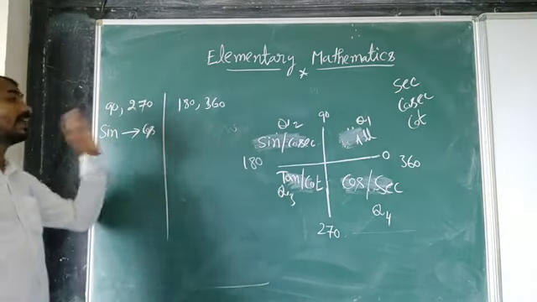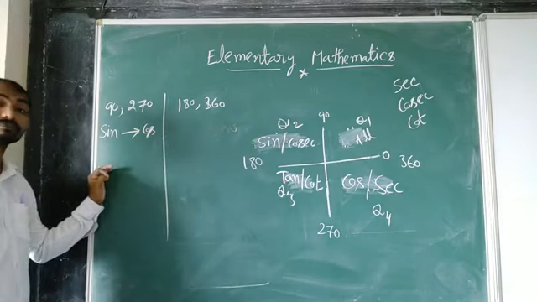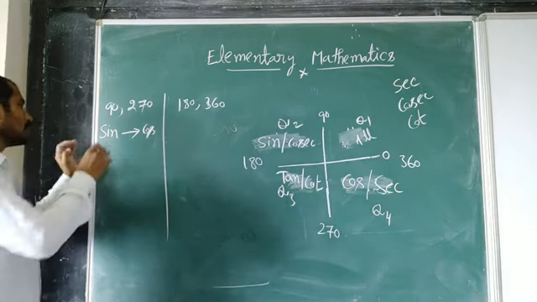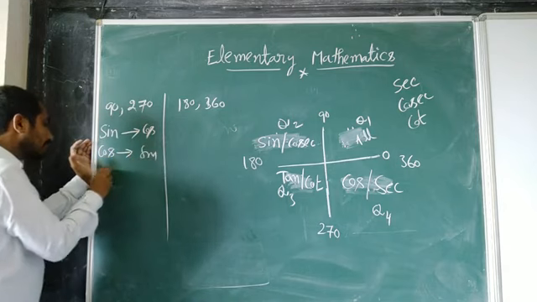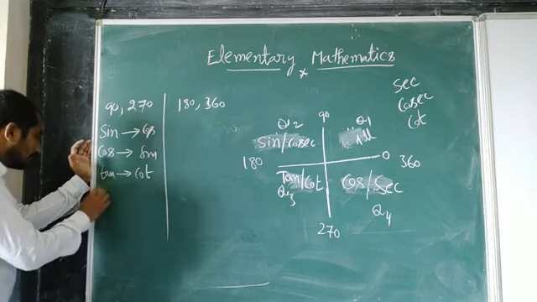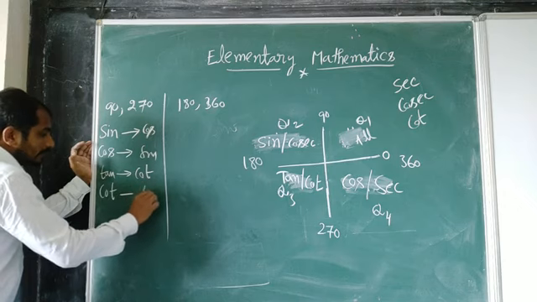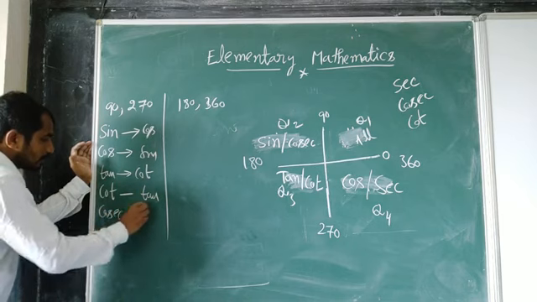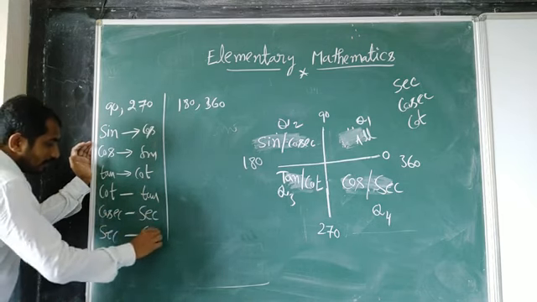After that, if the angle is 90 or 270, suppose the base function is sine, the answer will come in terms of cos; if the base function is cos, the answer comes in terms of sine; if tan, in terms of cot; if cot, in terms of tan; if cosec, in terms of sec; and if sec, in terms of cosec.